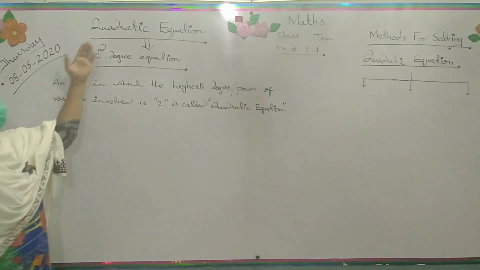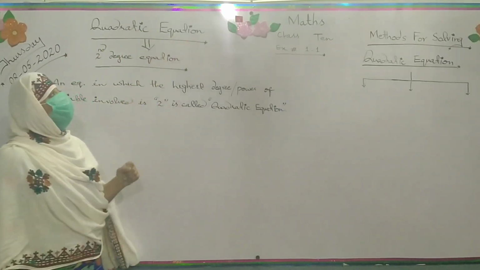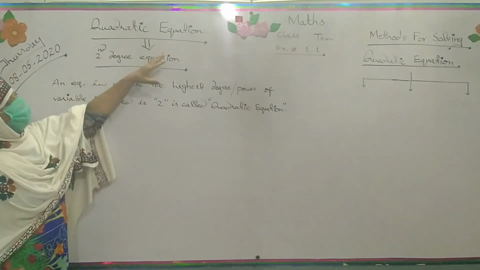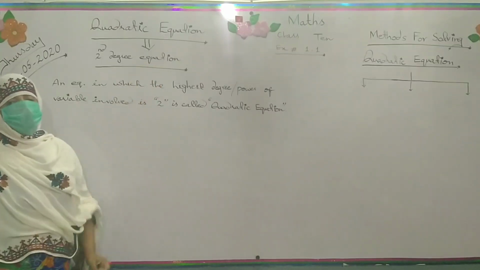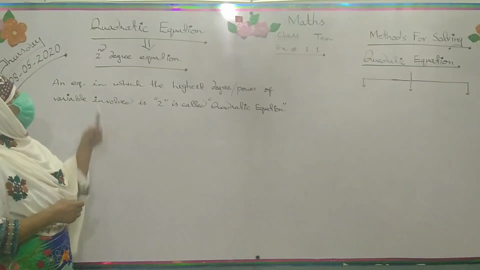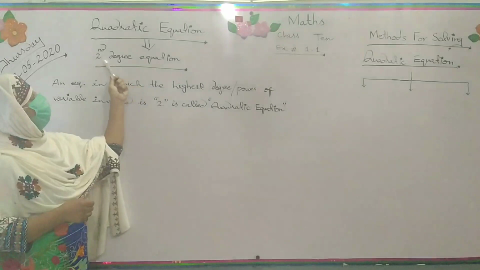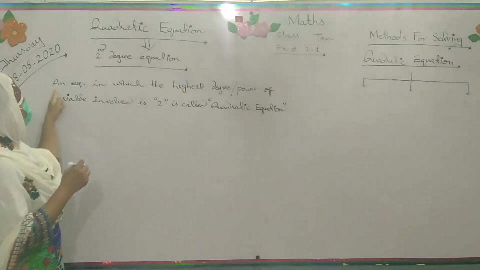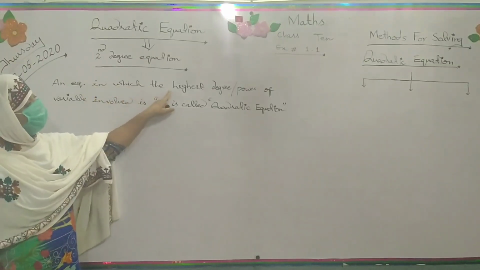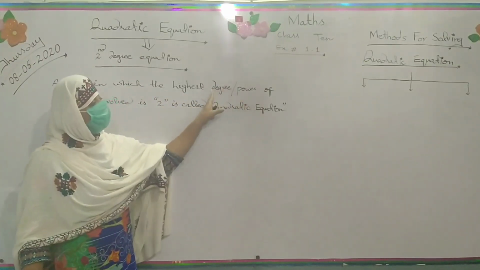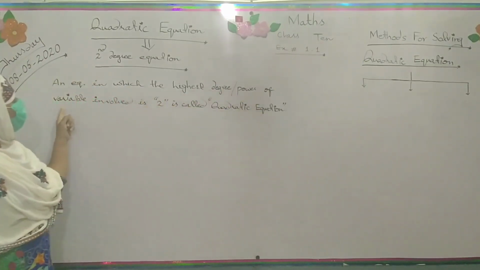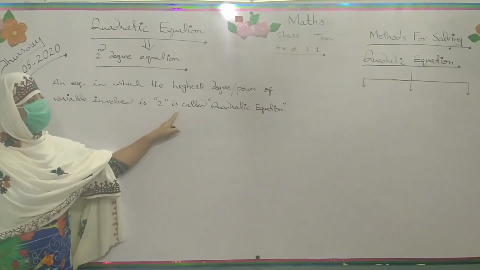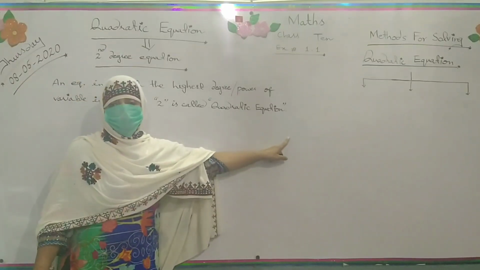Discussing quadratic equation. The second name of quadratic equation is second degree equation. It is easy to define quadratic equation with respect to its second name, second degree equation. An equation in which the highest power or degree of variable involved is 2 is called quadratic equation.